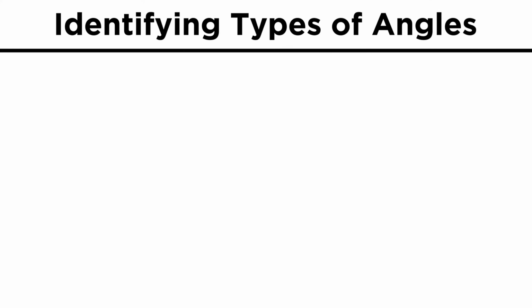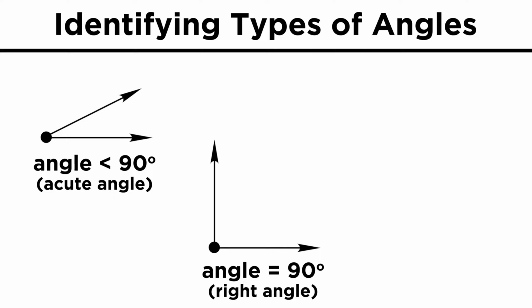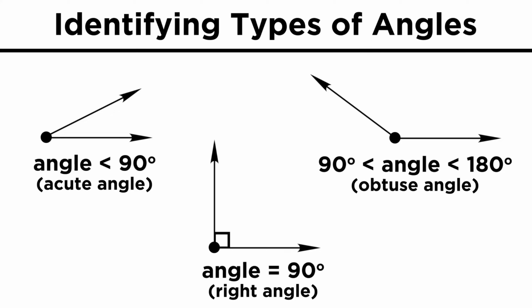Let's learn about some types of angles. If an angle is less than 90 degrees, it's called an acute angle. We can remember this because an acute angle is cute and tiny. If an angle is exactly 90 degrees, this is a right angle, and this will be denoted by a square. If the angle is between 90 and 180 degrees, this is called an obtuse angle. So we should now be able to look at any angle and label it as acute, right, or obtuse.